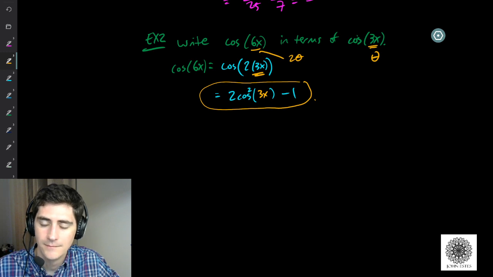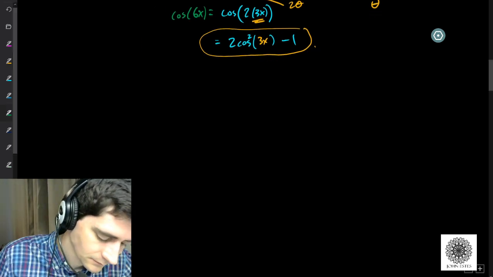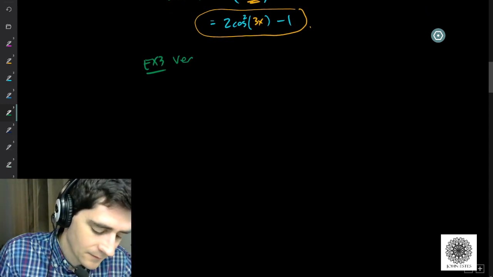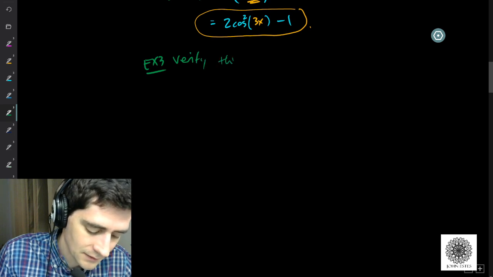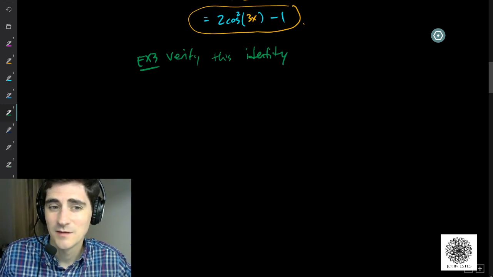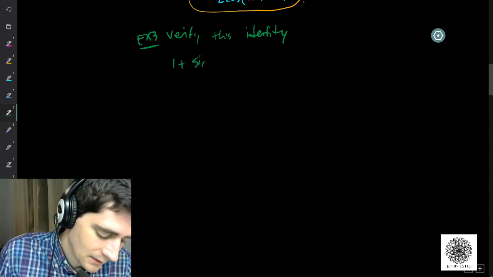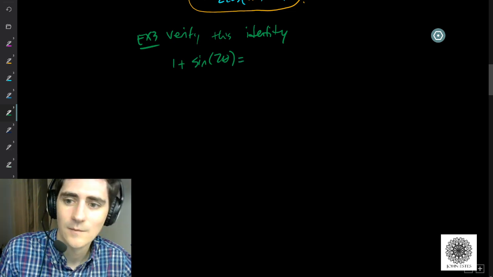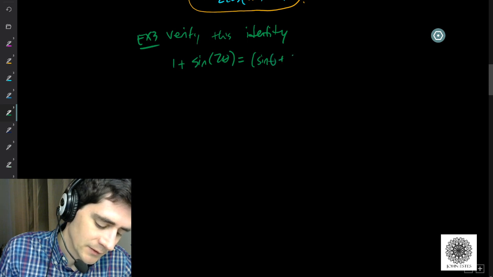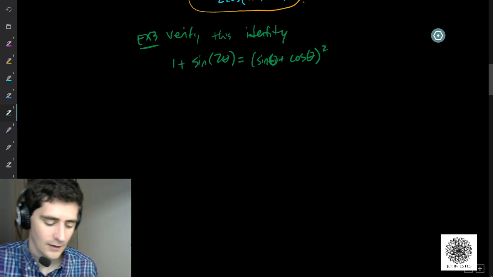Okay, sorry, let me show you one more. I think this is a good one. All right, so I want to verify this identity. They're giving me an identity and asking me to verify it. And sometimes verifying identities with double angles can be tricky. This one's not too bad. So here I have 1 plus sine 2 theta equals sine theta plus cosine theta quantity squared. Okay, I need to verify this identity.